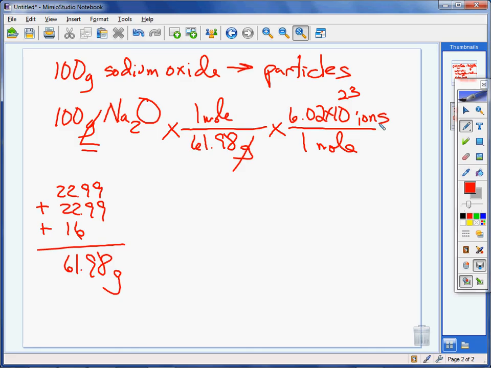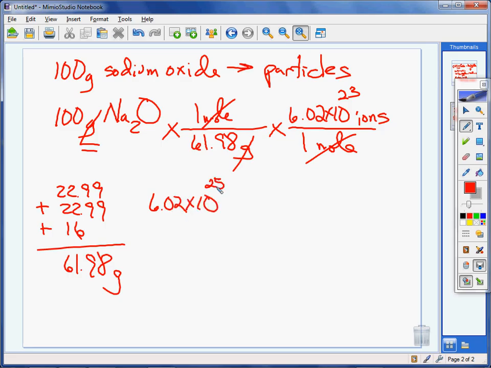What cancels out? The moles. Okay, moles cancels out moles. Right? What units are we left with? Ions. Are those the particles that we're looking for? Yes. So, final thing we have to do is multiply, right? We have to multiply the top, and we have to multiply the bottom, and then divide these. So on the top, we've got 1 times 6.02 times 10 to the 23rd, which gives us 6.02 times 10 to the 23rd.